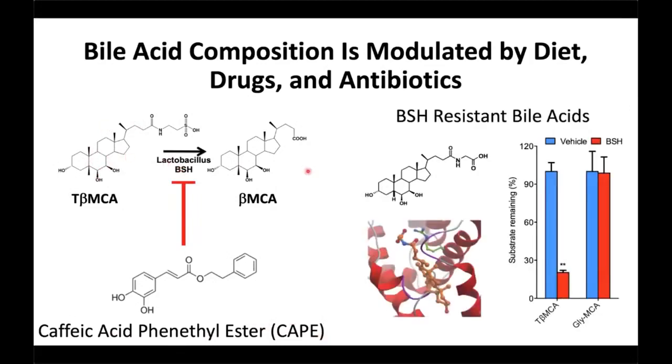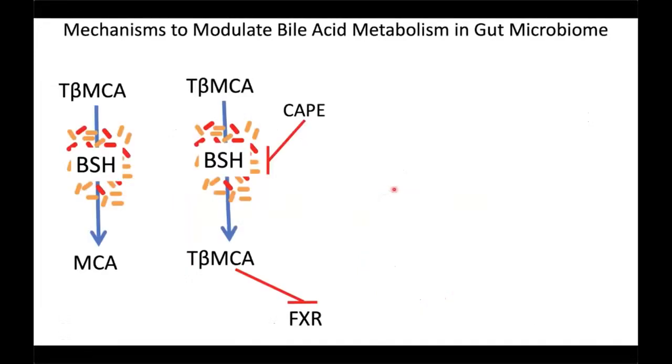So the reduction of this activity increases the level of this T-beta-MCA, which is then likely to repress the activity of FXR. We've also generated bile salt hydrolase resistant bile acids, in this case by swapping out taurine with glycine. So we have a pseudo-human rodent bile acid, which unlike T-beta-MCA is resistant to BSH activity. Furthermore, we can use this as a therapeutic agent to reduce the activity of FXR in the small intestine. And this just summarizes some of the things I've just mentioned.